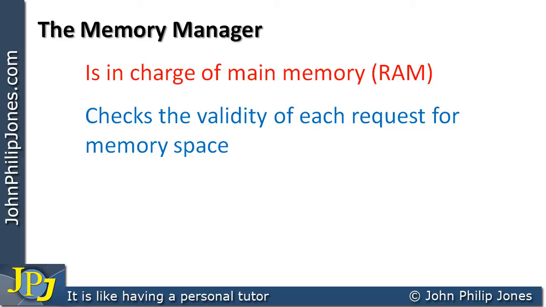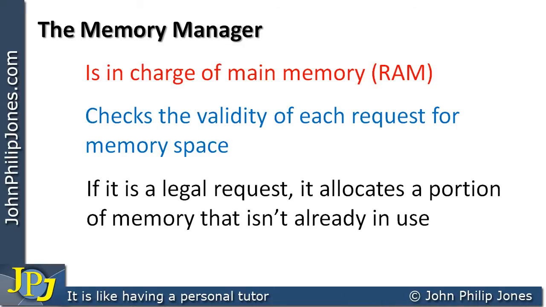A memory manager allocates space to programs within the random access memory, and these programs, when they run, we know become processes. So we can say that the main purpose of a memory manager is that it checks the validity of each request for memory space. If it is a legal request, it allocates a portion of memory that isn't already in use. In other words, the memory manager has to keep track of what's in its memory and where in the memory it has free space to allow the entry of other programs that may become processes at a future point in time.